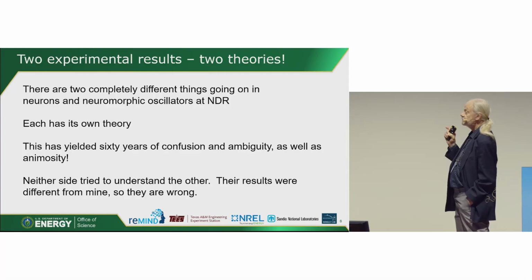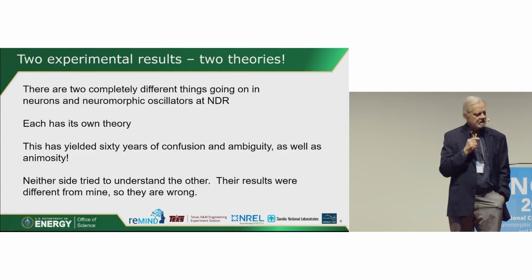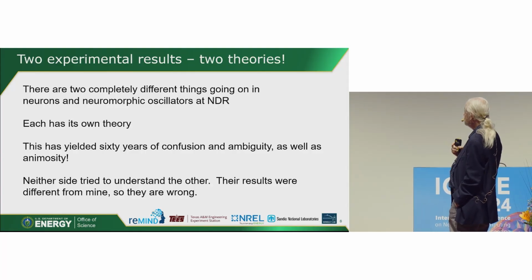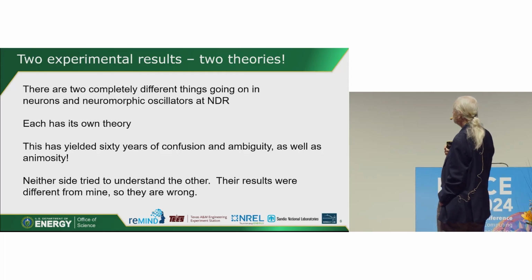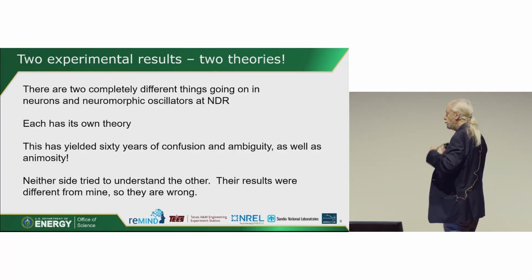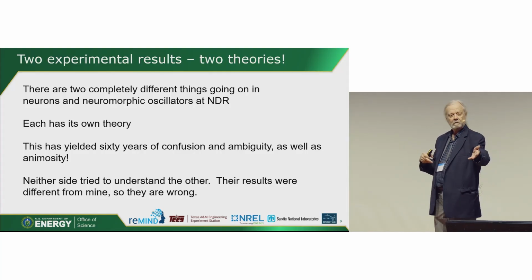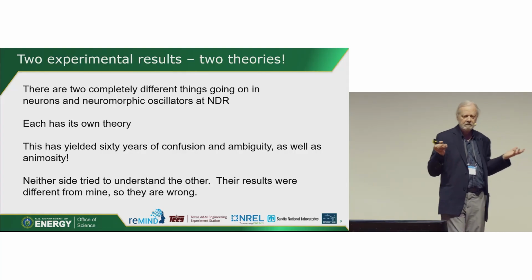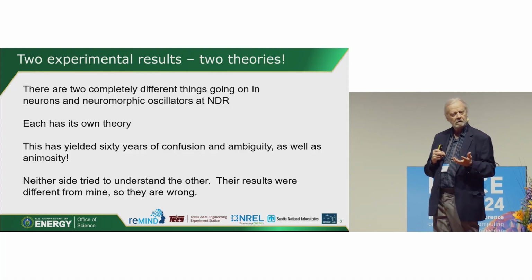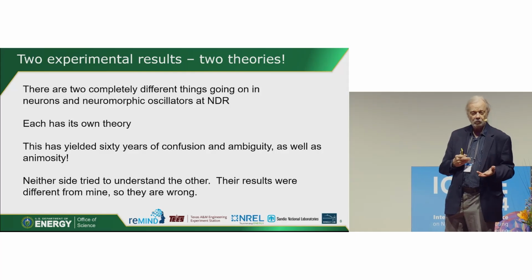There are two completely different theories that explain these two observations, these phenomena. These two theories have been around for 60 years. And that has yielded what I'll just call 60 years of confusion and ambiguity, and an awful lot of animosity between the two camps. It's, you don't know what you're doing. I've done my theory, and my theory works, and therefore it's right and you're wrong. Neither side tried to understand what the other was doing. And so there's literally been a 60-year-long fight between these two camps about what's going on in these systems, and yet they're both right. Or maybe they're both wrong, depending upon how you want to look at it.